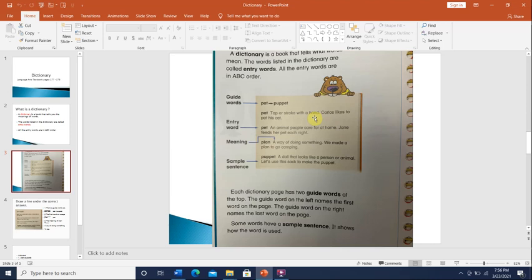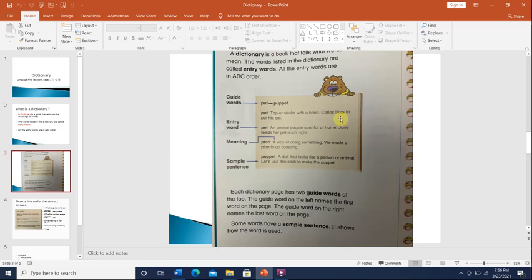Okay, so the word in dark is the entry word, and then you can find the meaning or the definition in the second sentence. It tells you what the word pat means. It means to tap or stroke with a hand. And then what comes after the definition? It comes a sentence, a sample sentence.